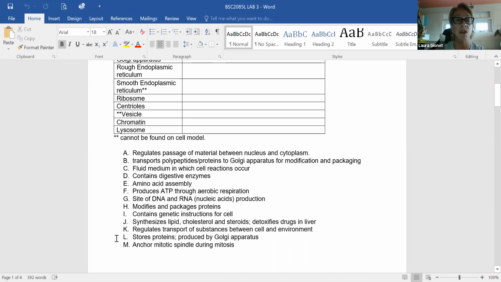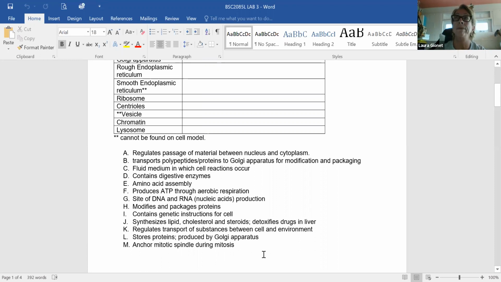I, contains genetic instructions for the cell. That would be the chromatin. J, synthesizes lipids, cholesterol, steroids, and detoxifies drugs in the liver. That would be the smooth endoplasmic reticulum. K, regulates transport of substances between the cell and the environment. That would be the plasma membrane. L, stores proteins produced by the Golgi apparatus. Those would be vesicles. And it's just not the Golgi apparatus.